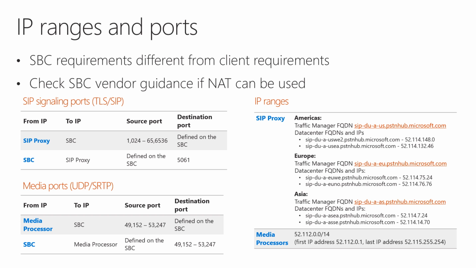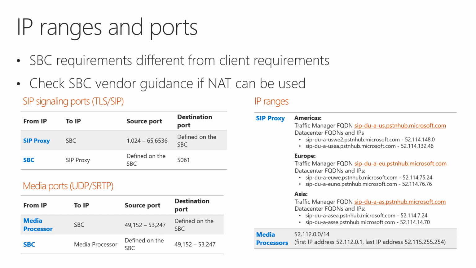When it comes to IP ranges and ports that you need to allow on your firewall, please note that the SBC requirements are different from client requirements. So clients will need to talk to different FQDNs and use different ports. What we can see here on the slide are just the requirements for the SBC. The SBC itself can have a public IP or can be behind the NAT.